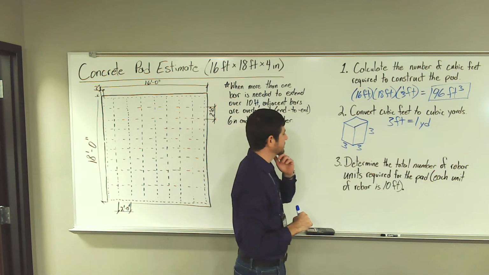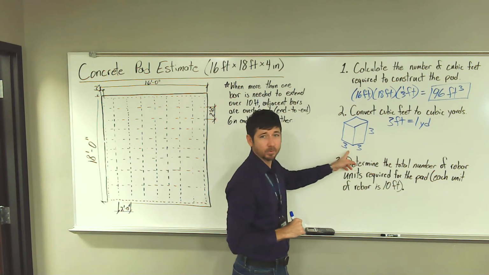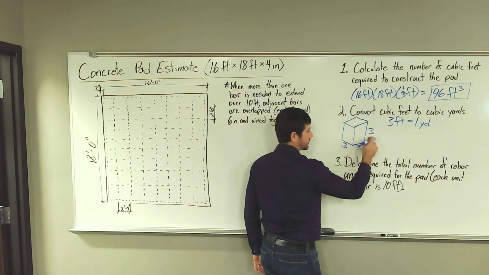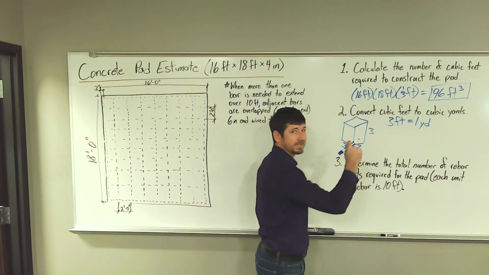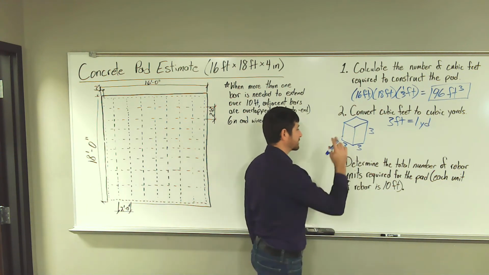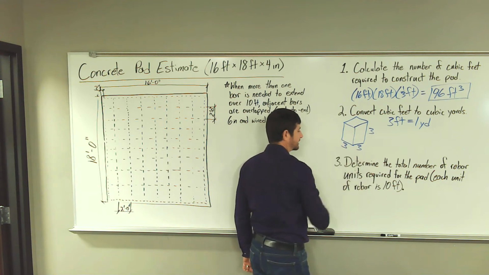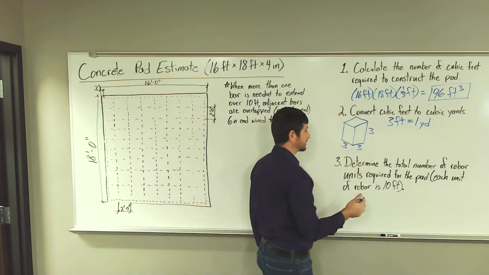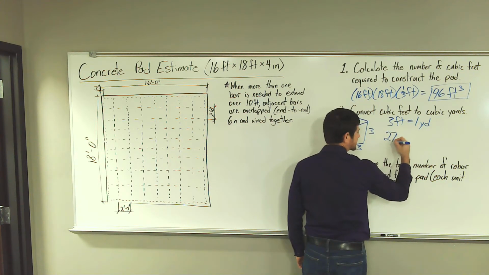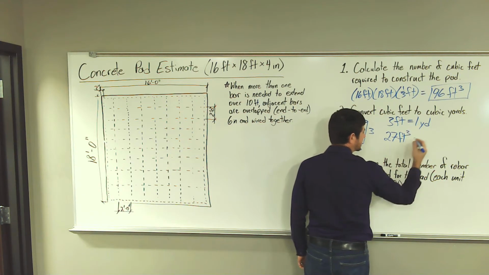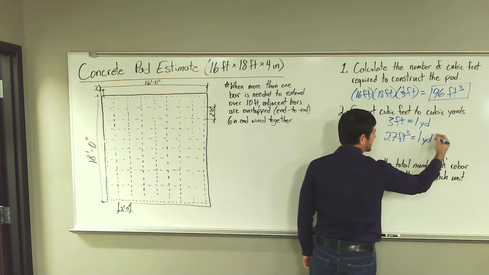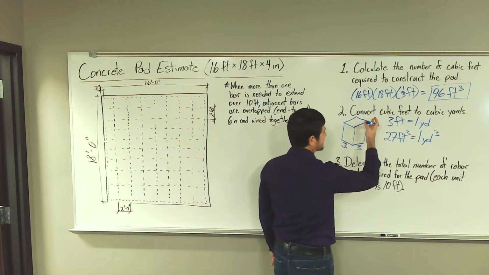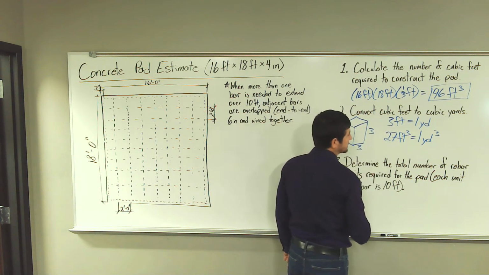So what we want to do is calculate the number of cubic feet in a cubic yard. So right here, we have 3 times 3, so that's going to be 9 square feet. We multiply 9 square feet times 3 feet for the depth, and that is going to give us 27 cubic feet. So 27 cubic feet equals 1 cubic yard.